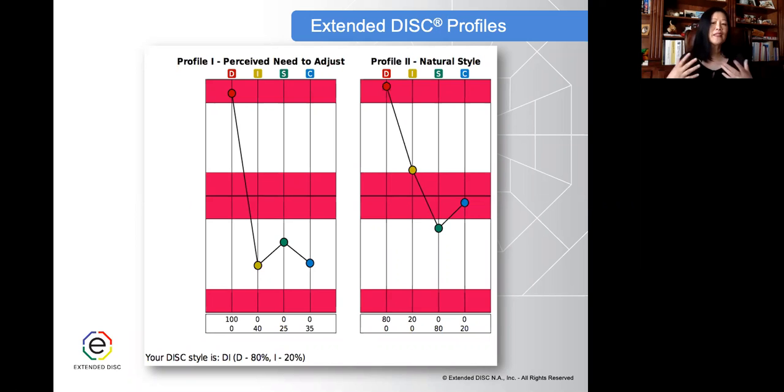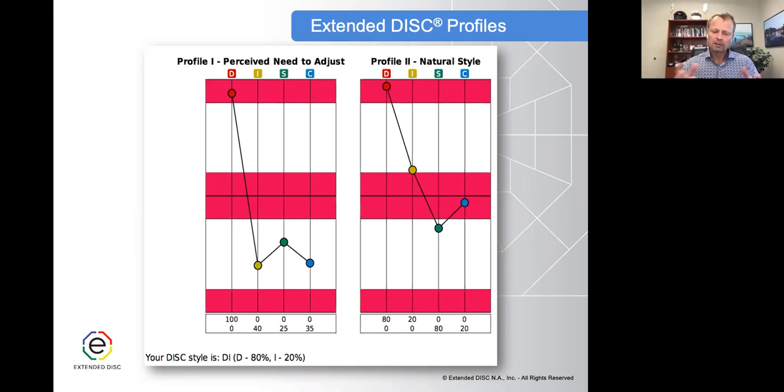So Markku, lead us into how we better understand, how we interpret these profiles? Well, as you know, Christina, almost 100% of our clients used some DISC assessment in the past. And what they like about Extended DISC is that what we measure is who the person really is, and that's profile 2, who we truly are.